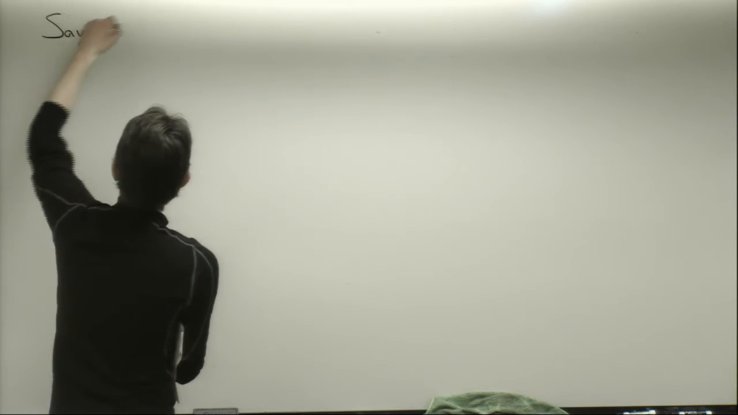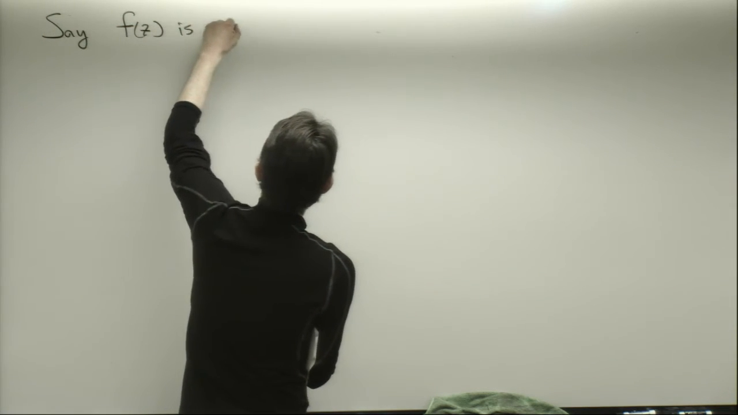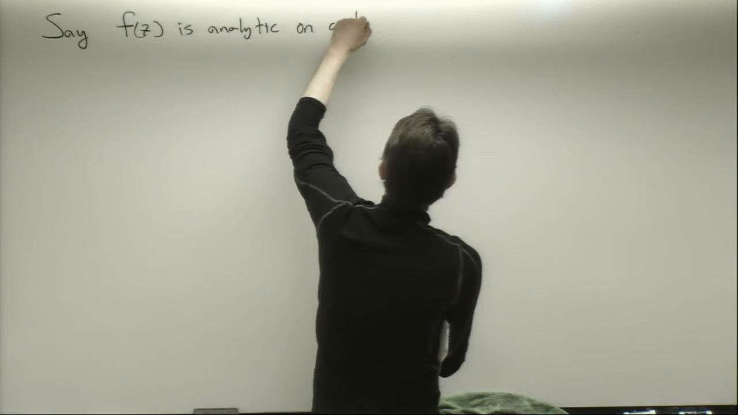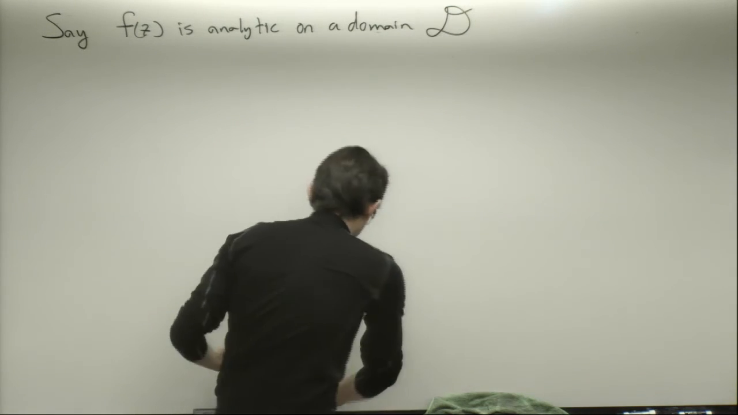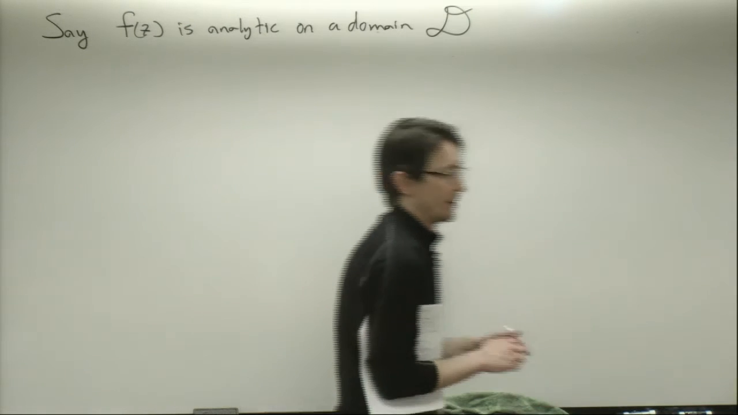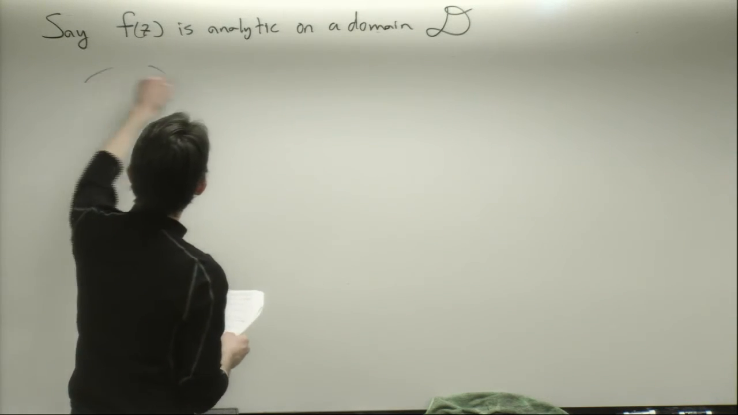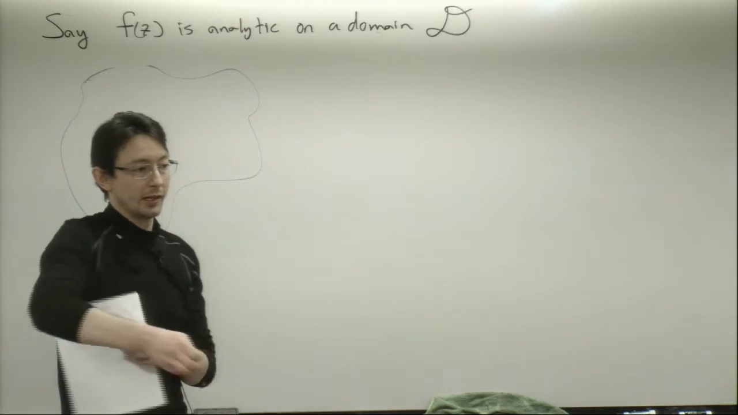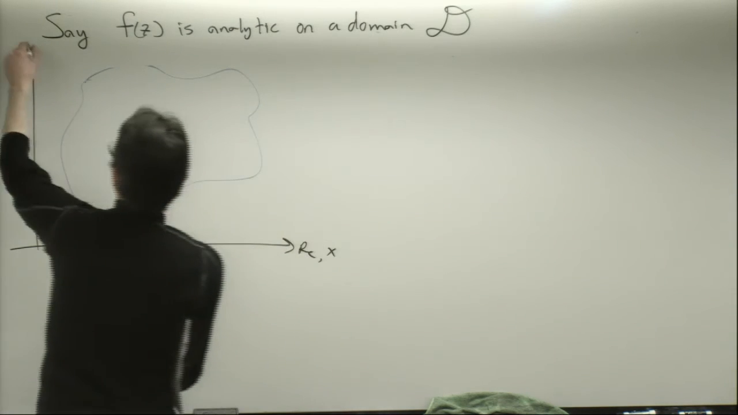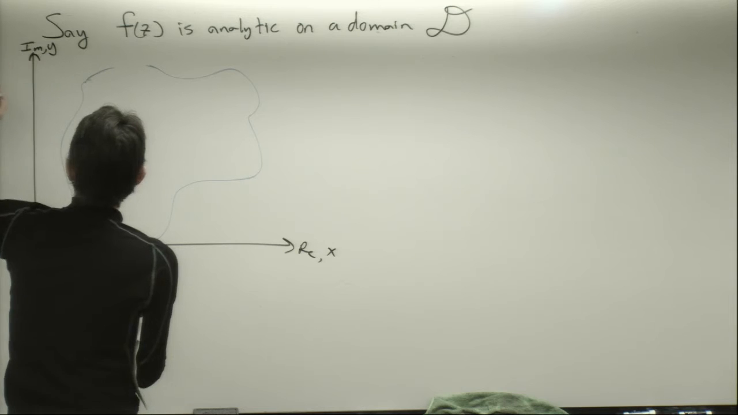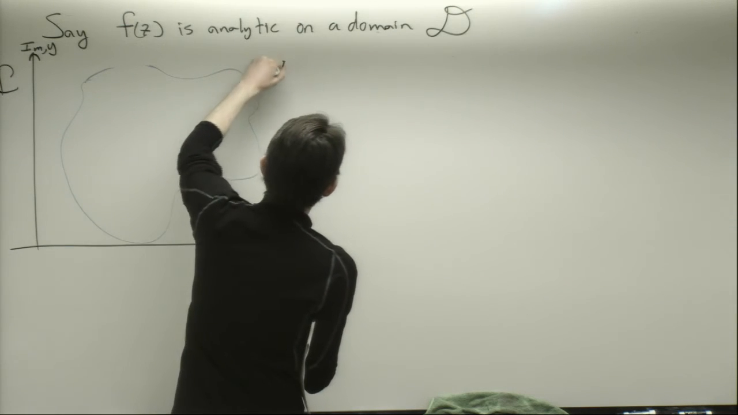So let's say that I have a function. Okay, so say f is analytic on a domain D. Now, I'm going to use this a lot. This is kind of an abstraction, and I'll tell you what I mean in a little bit. But the basic idea is that I have this nice blue area in the complex plane where f is well behaved. So this is my complex plane. This is the real part, x, the imaginary part, y, and this is the complex plane. This is my domain D in blue.